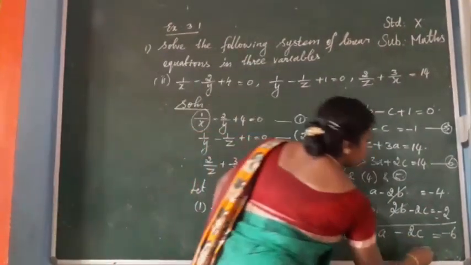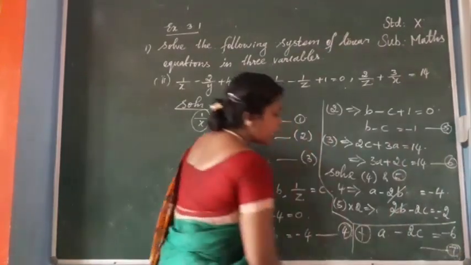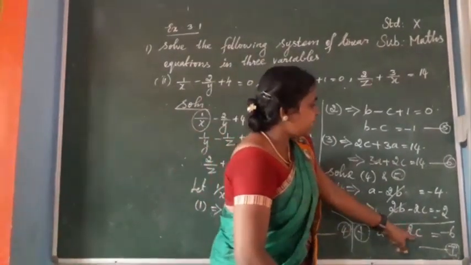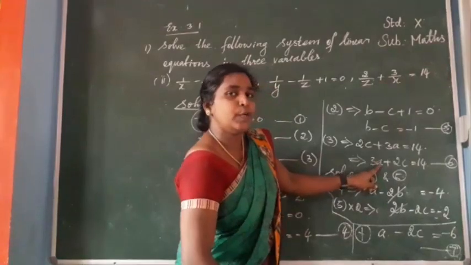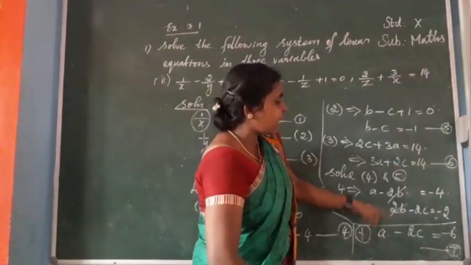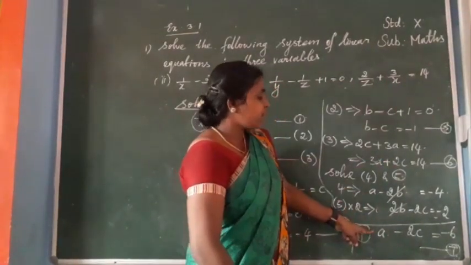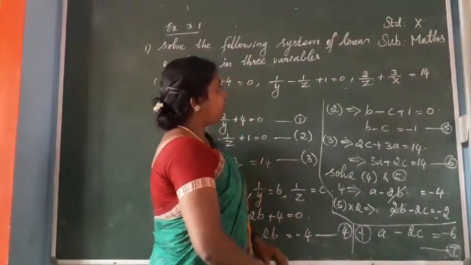Now you see that equation 7 is related to the variables a and c. The sixth equation is also related to a and c. Now we can solve equations 6 and 7, and we will get one unknown value.